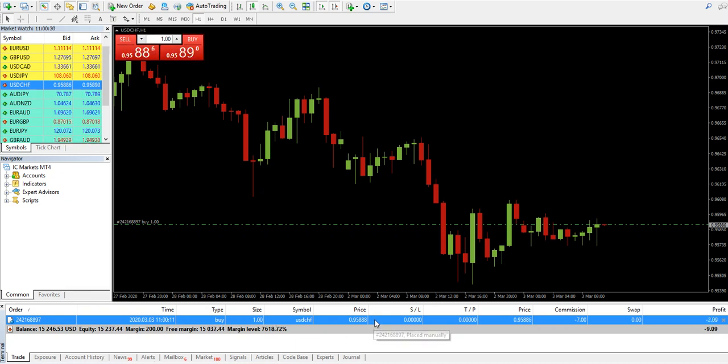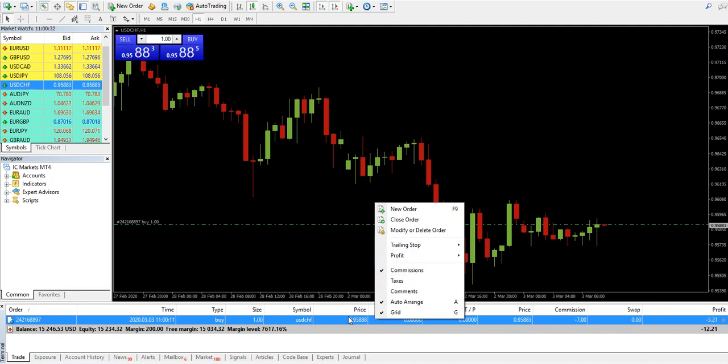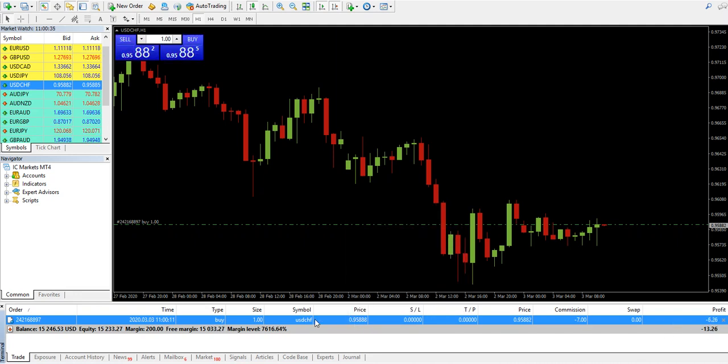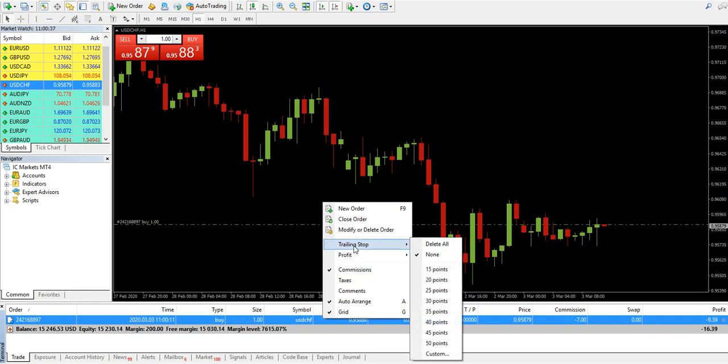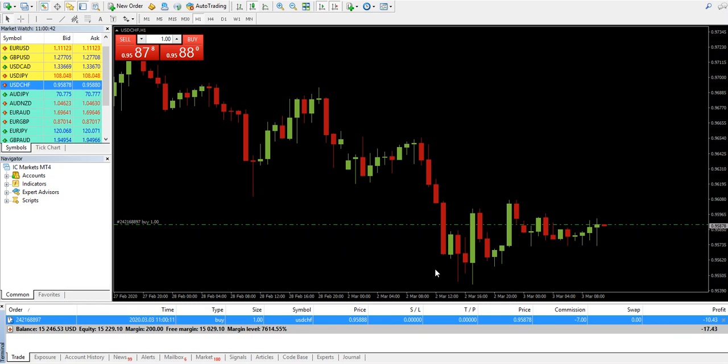It follows. So you choose here, right click on the order on the terminal window, choose trailing stop loss and say maybe 15 points. So in this case, your trailing stop is 15 points away from price. Okay, so if price moves down by 15 points, your stop loss adjusts. If it moves another 15 points, your stop loss adjusts. And that's what we call a trailing stop.